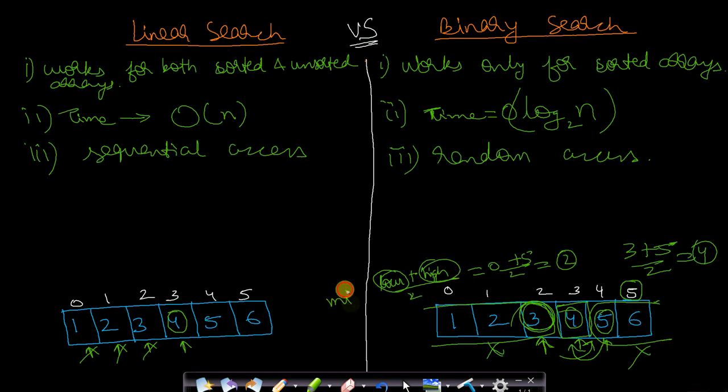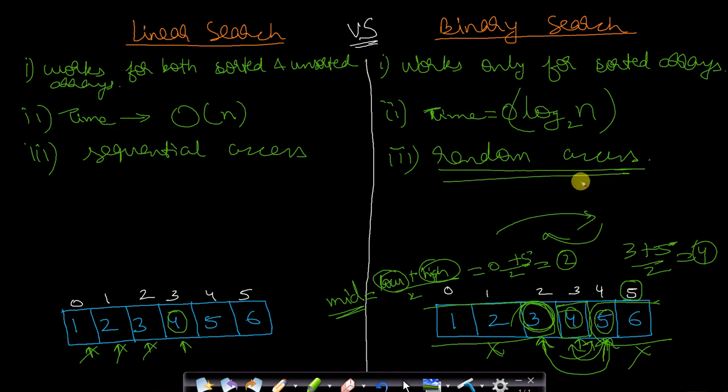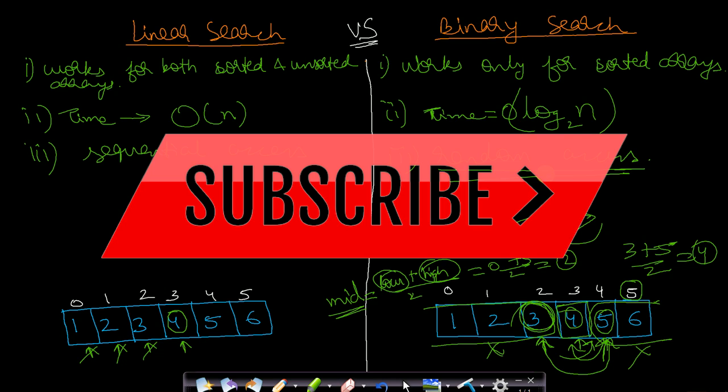This is the formula for mid. We are recalculating mid and again jumping from this 4 to this 5. So we are actually jumping back and forth in this binary search. Therefore we have random access and we have no sequential access in binary search. So these are the basic differences between linear search and binary search.